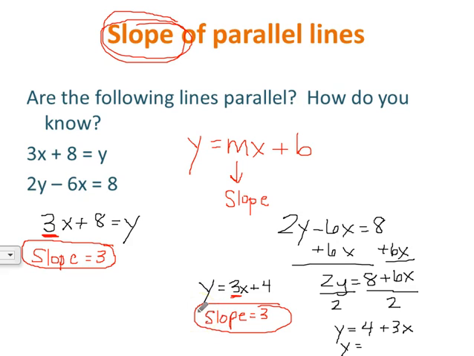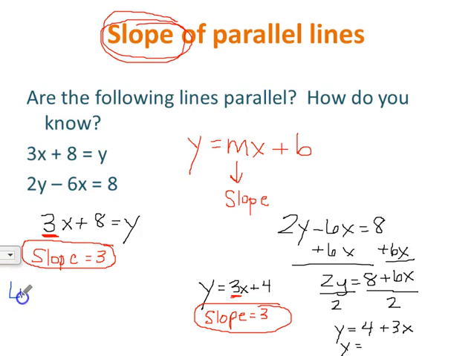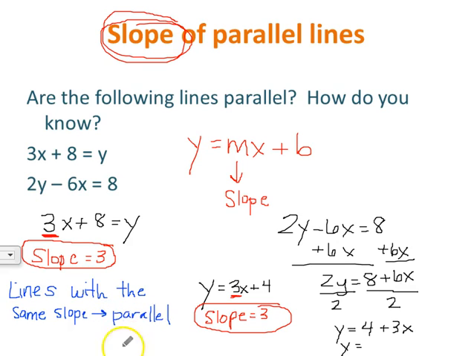What is true about lines that have the same slope? Lines that have the same slope are going to be parallel. So remember, lines with the same slope are going to be parallel. These two lines are in fact parallel because they have the same slope.